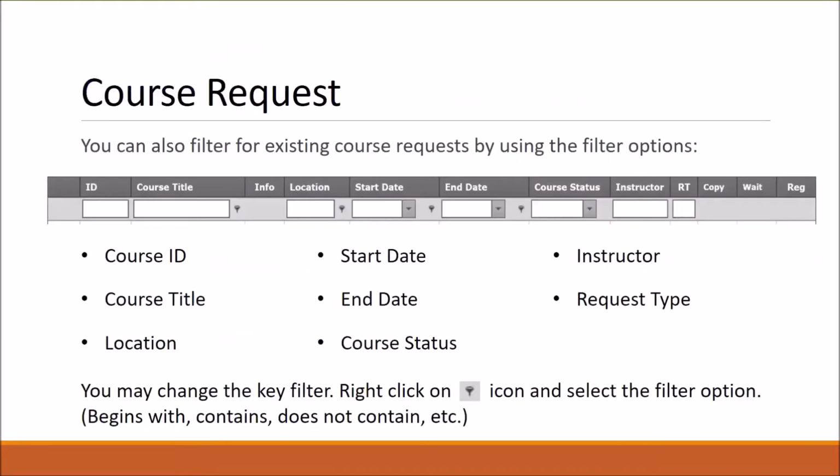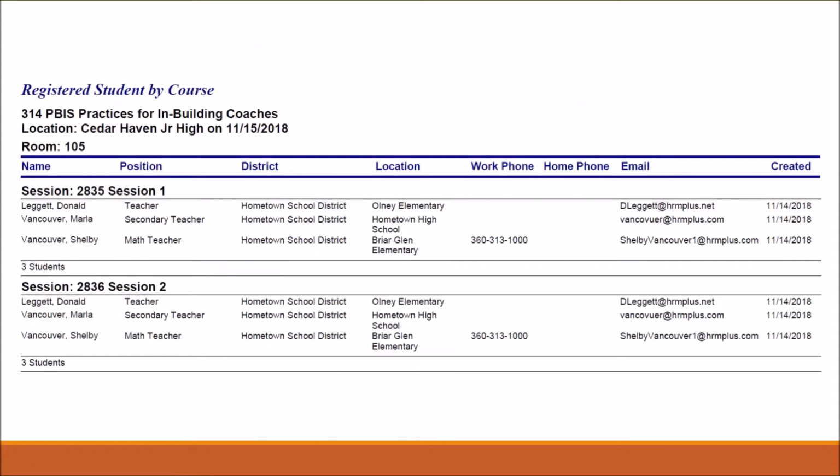The registered student by course report is the other report that you can open. It will give you a listing of those registered for the course by session.